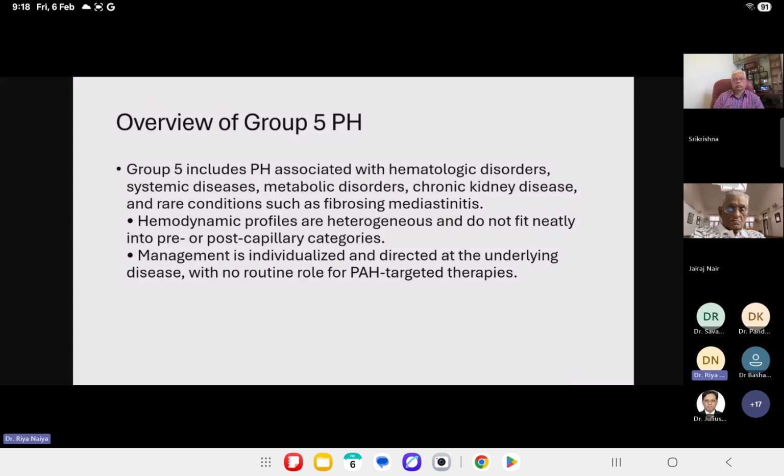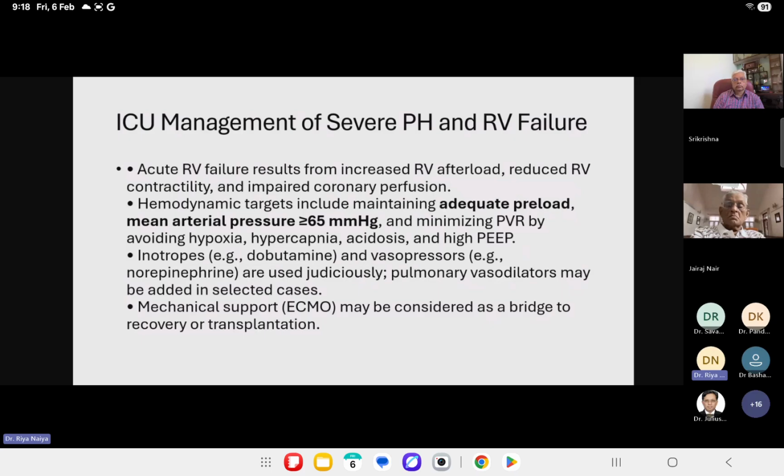A small word about the ICU management in severe PH and RV failure. Acute RV failure results from increased RV afterload, reduced RV contractility, and impaired coronary perfusion. Hemodynamic targets include maintaining adequate preload and MAP of more than or equal to 65, and minimizing PVR by avoiding hypoxia, hypercapnia, acidosis, and by keeping high PEEP. Inotropes like dobutamine and vasopressors like norepinephrine are used judiciously, and pulmonary vasodilators may be added in select cases. Finally, mechanical support with ECMO may be considered as a bridge to recovery or a bridge to transplant.